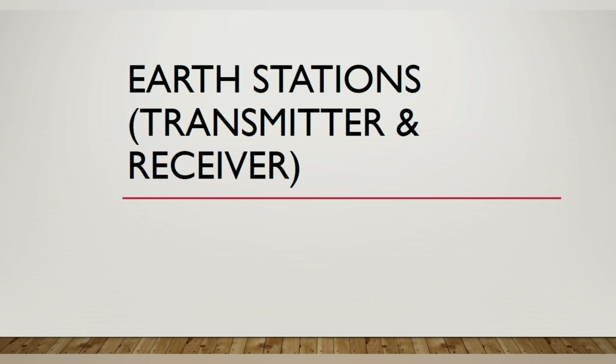Now we go to the station, transmitter and receiver. The segment of satellite communication system mainly consists of two stations. Those are the transmitting station and the receiving station. The transmitting station transmits the information signals to the satellite, whereas the receiving station receives the information signals from the satellite. Sometimes the same station can be used for both transmitting and receiving purposes.